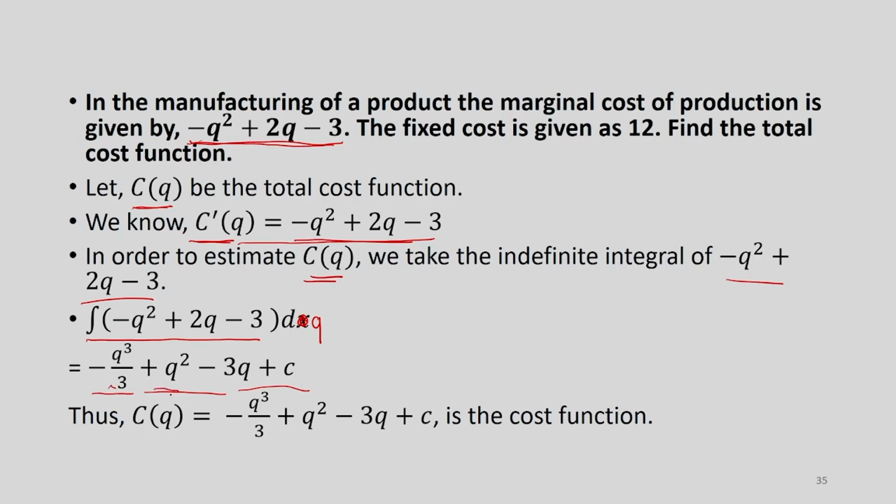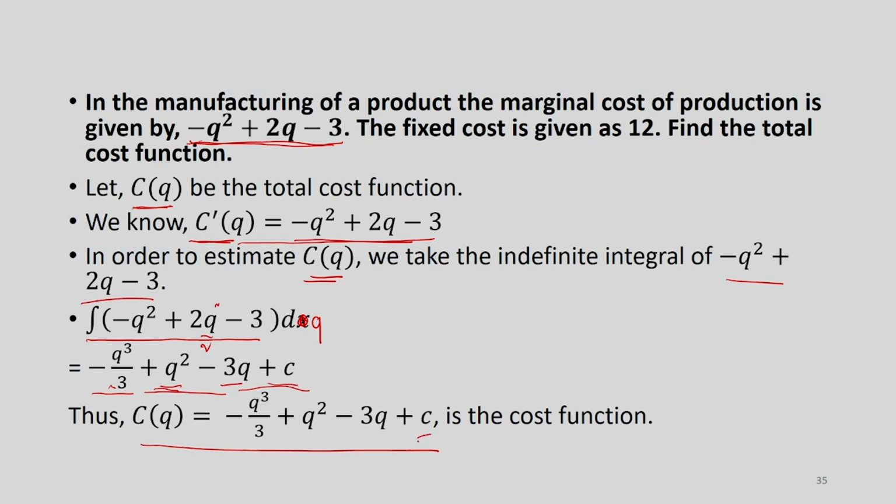plus q square. Why q square? Because there will be 1 2 coming here, right, and that will get cancelled. So, we will be left with only q square and minus 3q plus the constant of integration, which is small c. So, this is the cost function. Cost function C of q is equal to minus q cube divided by 3 plus q square minus 3q plus c.